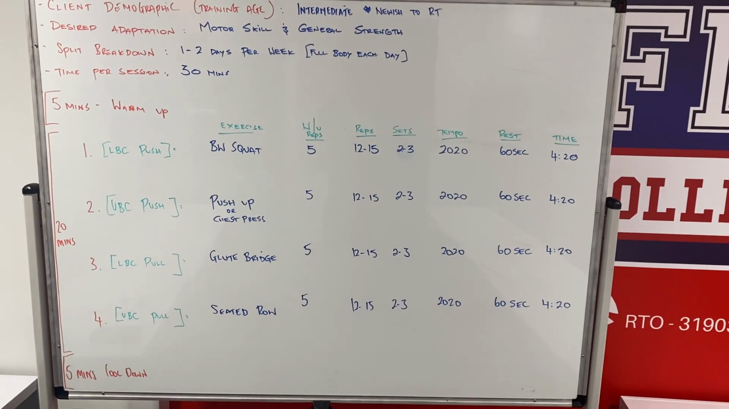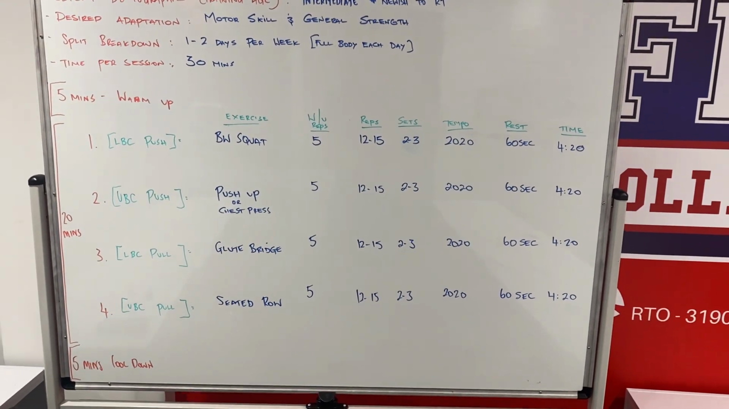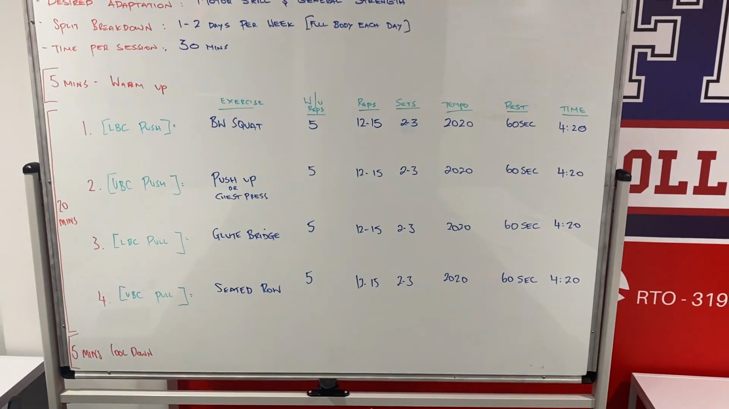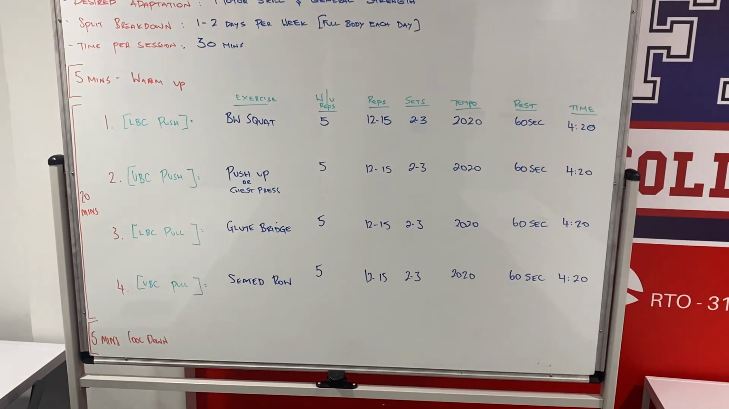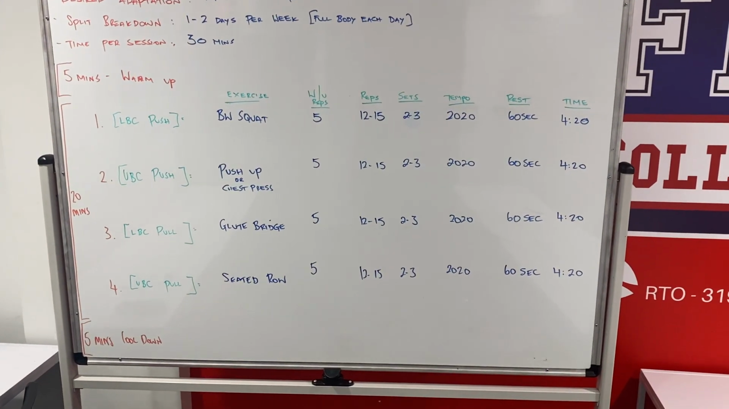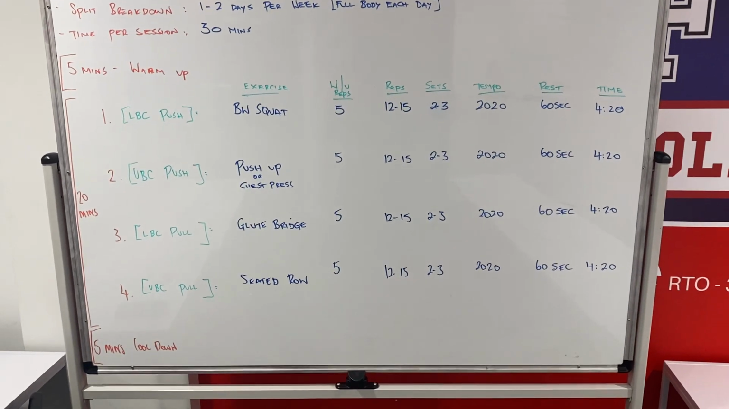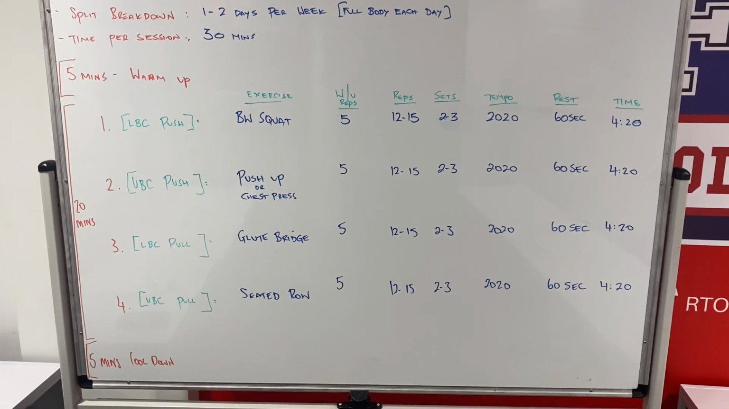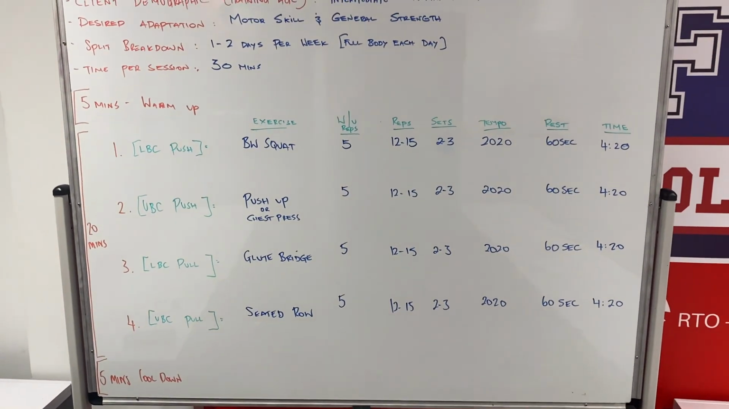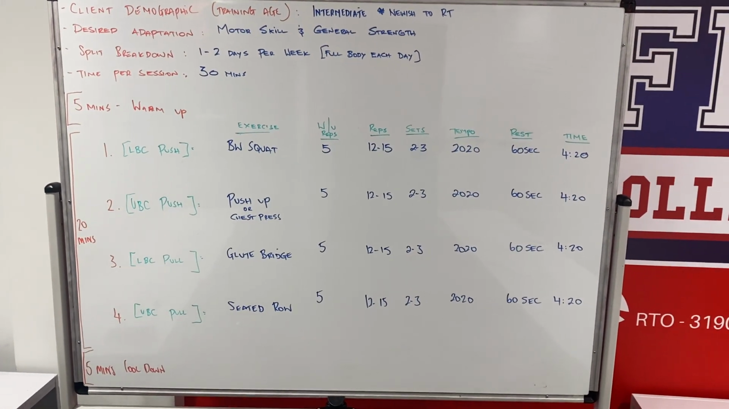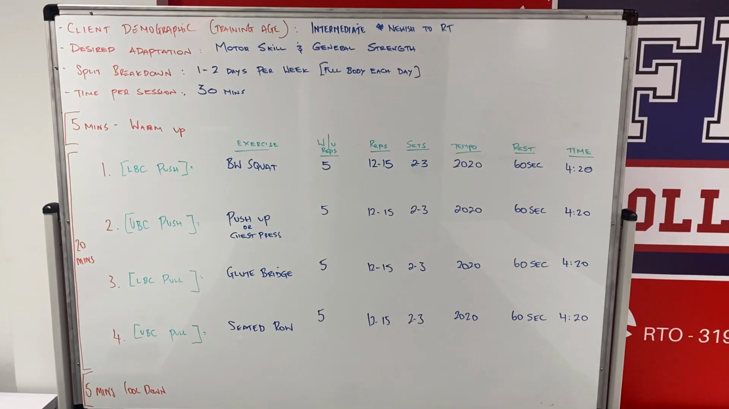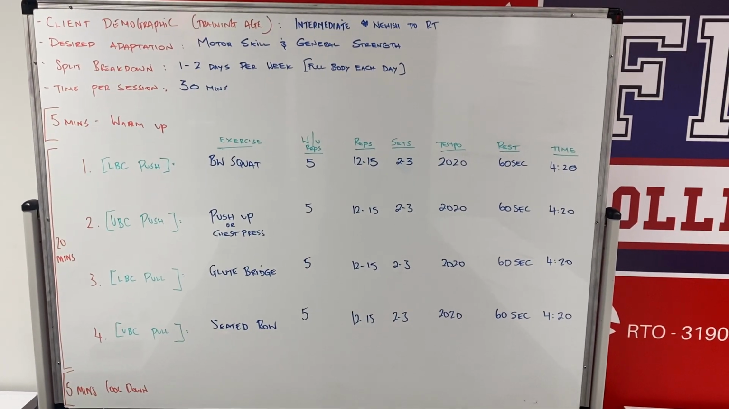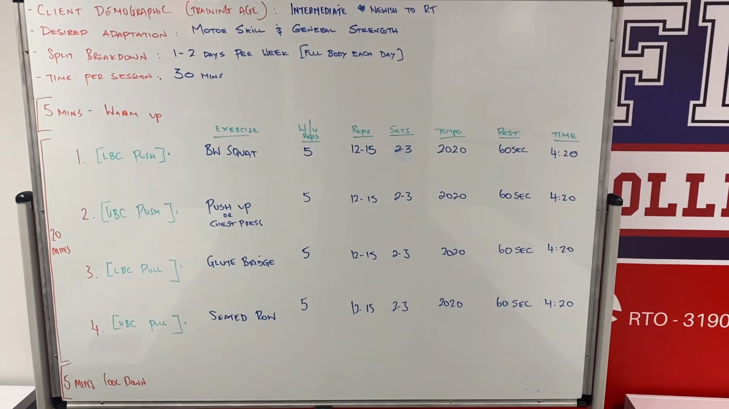I then balance that out with an upper body movement next, because the legs might get a bit fatigued if they're a bit of a beginner, and I choose something like a push-up or a chest press. I then switch back down to a lower body movement, maybe a glute bridge or some kind of hip hinge, bearing in mind their strength levels. Then I finish it off with another upper body movement, being a seated row.